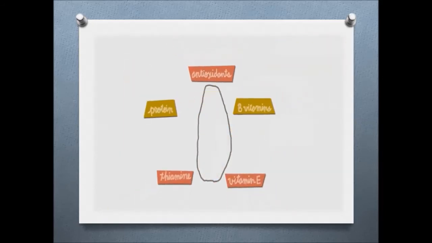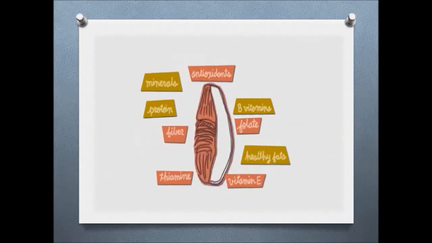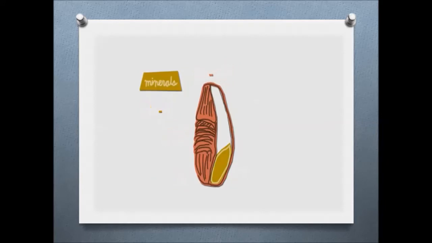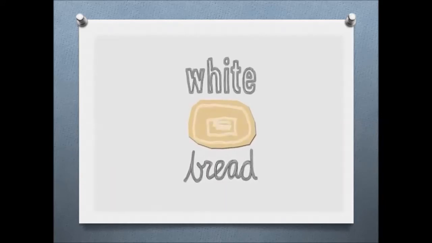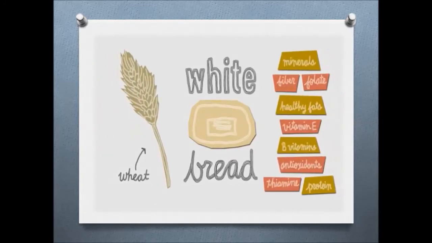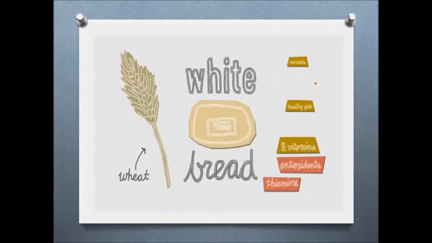The nutrients in wheat grain are mainly found in the bran and the germ, the very parts removed in commercial milling. So that's what white bread is. Wheat with basically all the good stuff taken out.